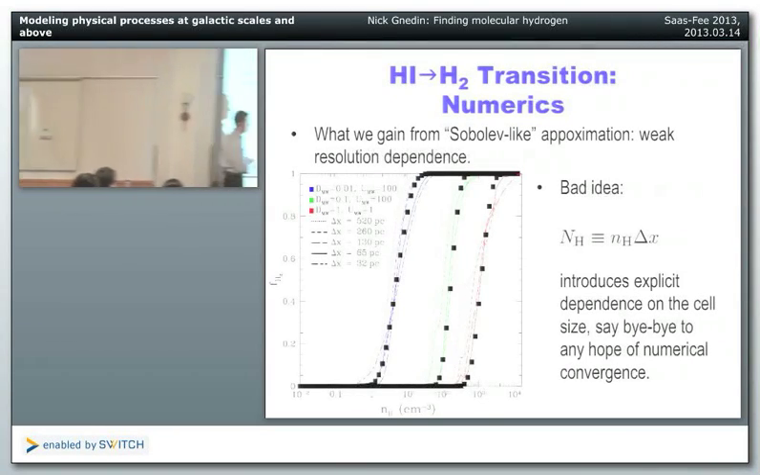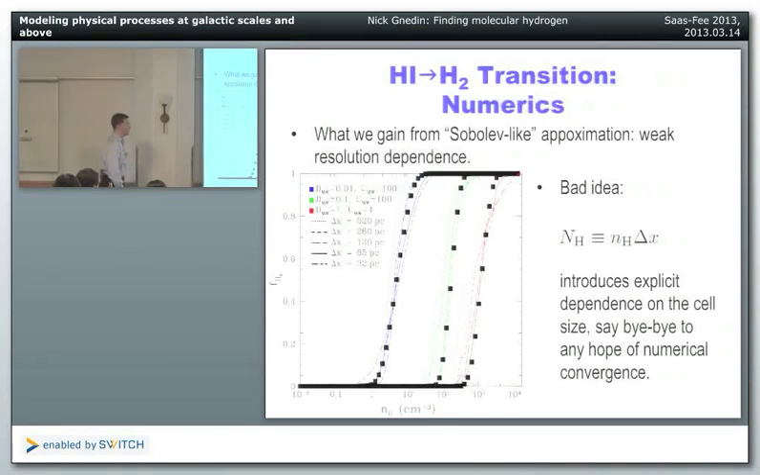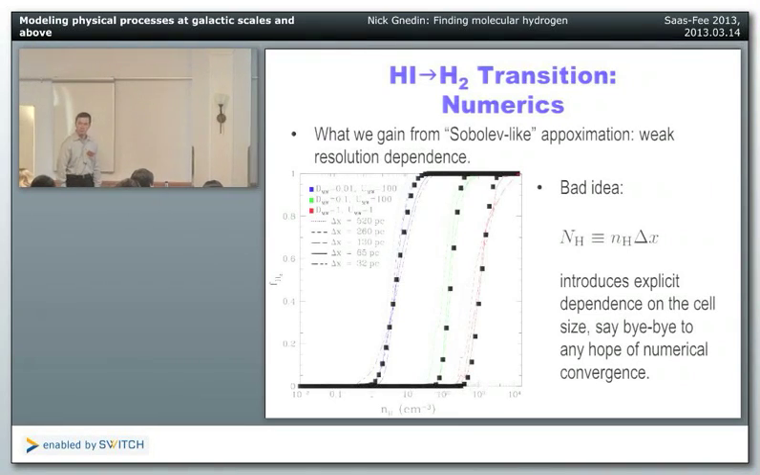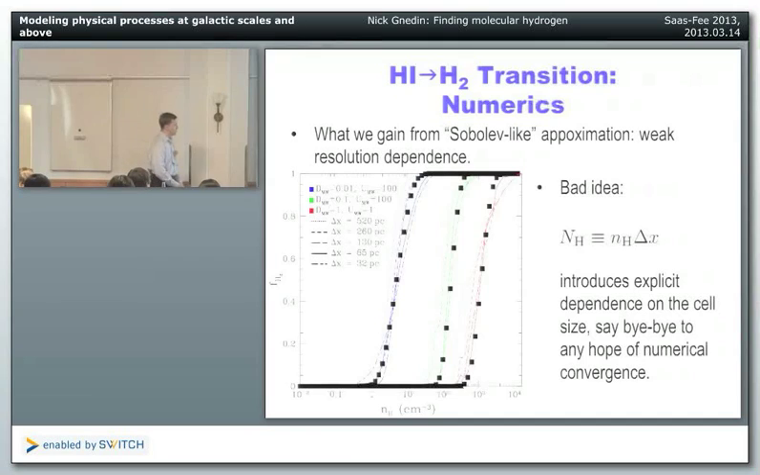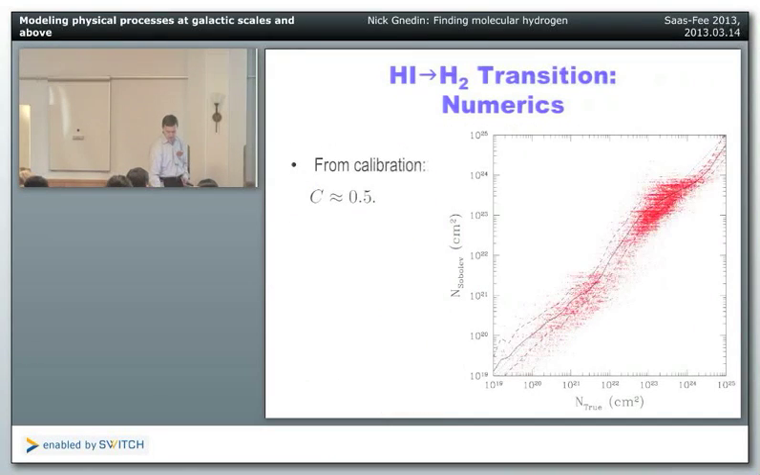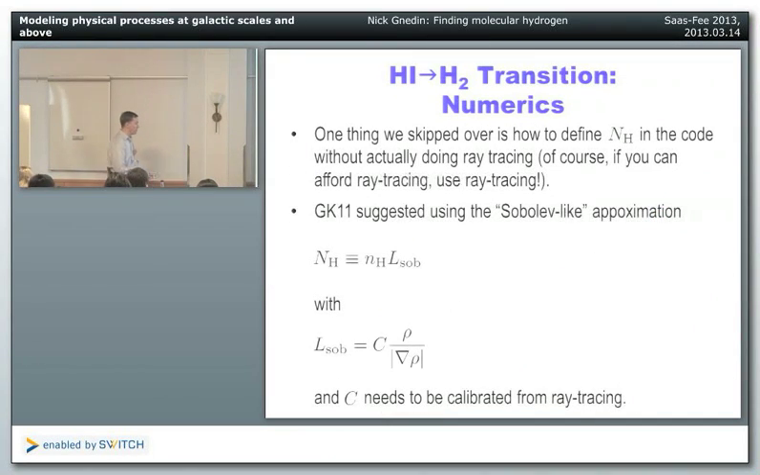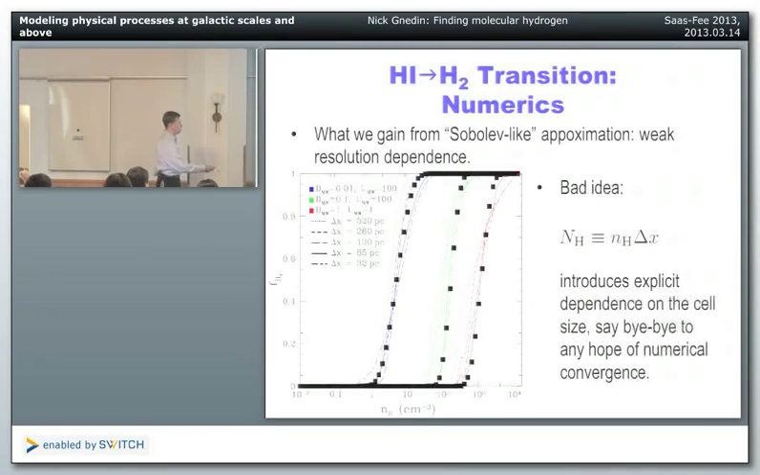So this just tells you it's a very bad idea to tie your physical models to the resolution of your simulations. You should try to avoid it as much as you can by using tricks like this. Right? Again, it's not perfectly resolution independent, but it's much more resolution independent than doing this in an explicit way. So just be aware of that. And that doesn't only apply to this atomic to molecular transition. It will apply any time you need to estimate the column density. Please don't do that. Right?